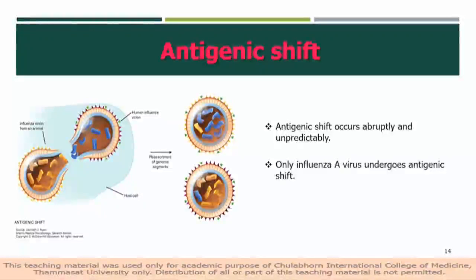pigs, bats, horse, or marine mammals, like I showed you in the table previously. And these animal strains account for antigenic shift by genetic reassortment of HA or NA genes during co-infection in host cells.